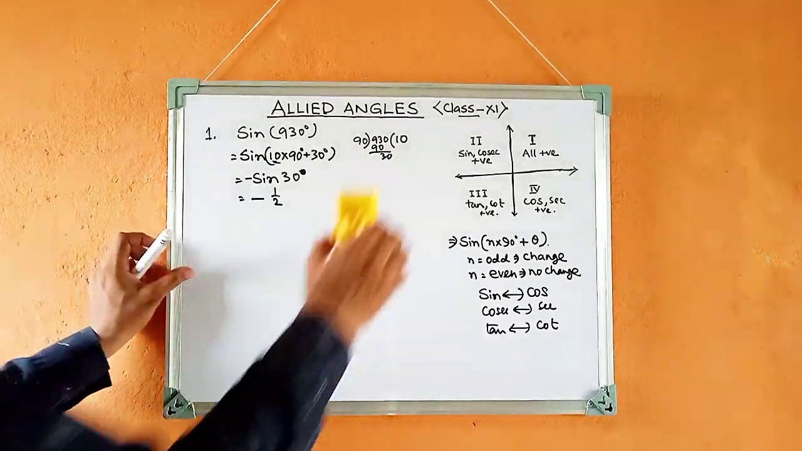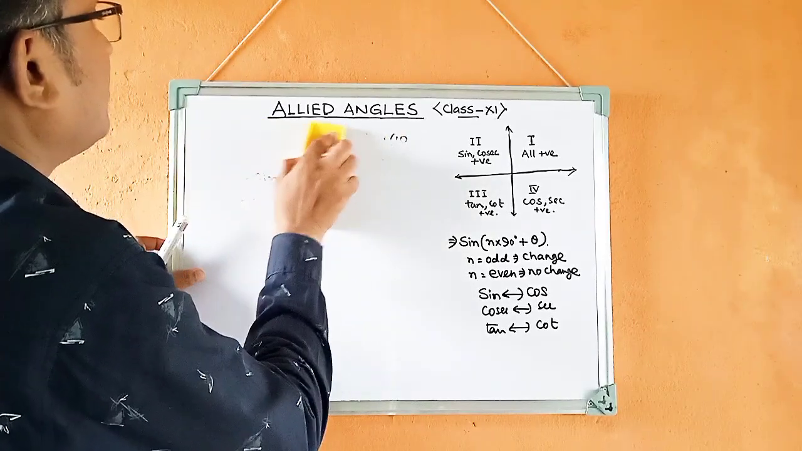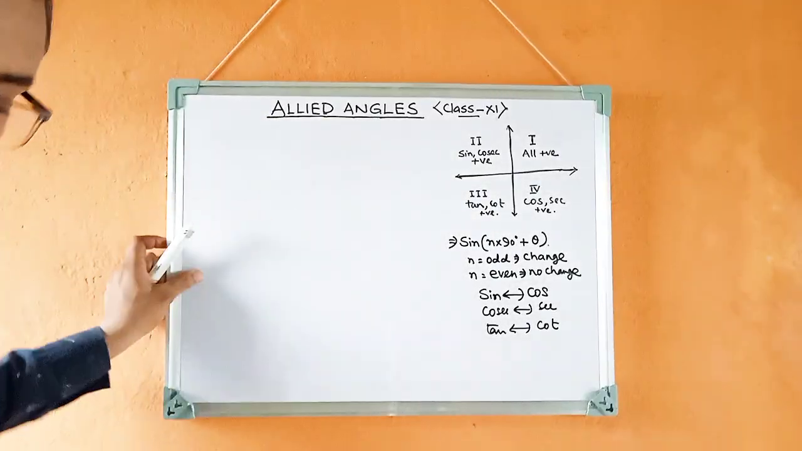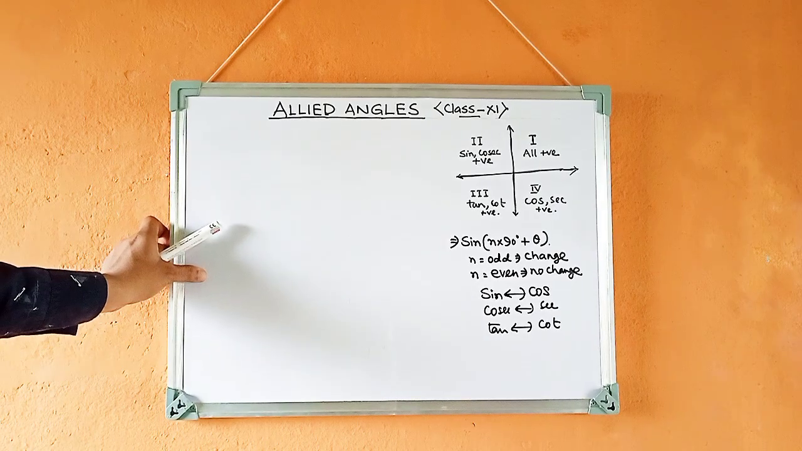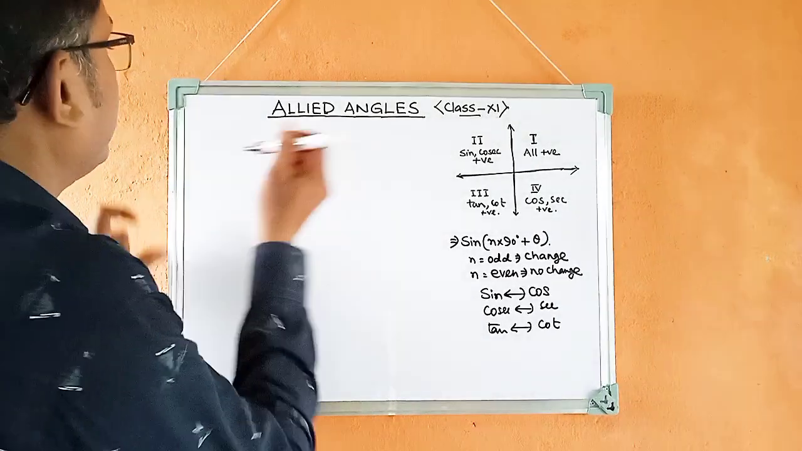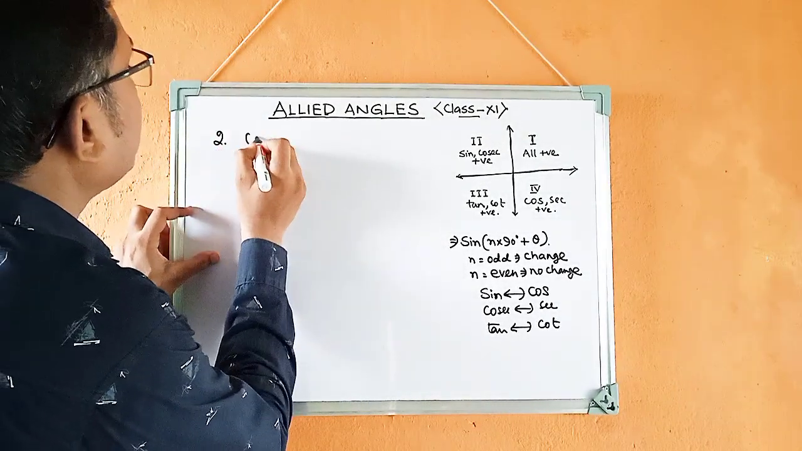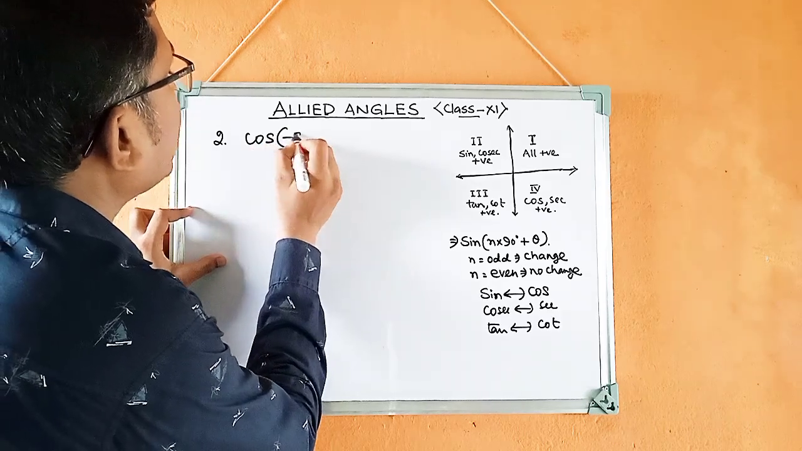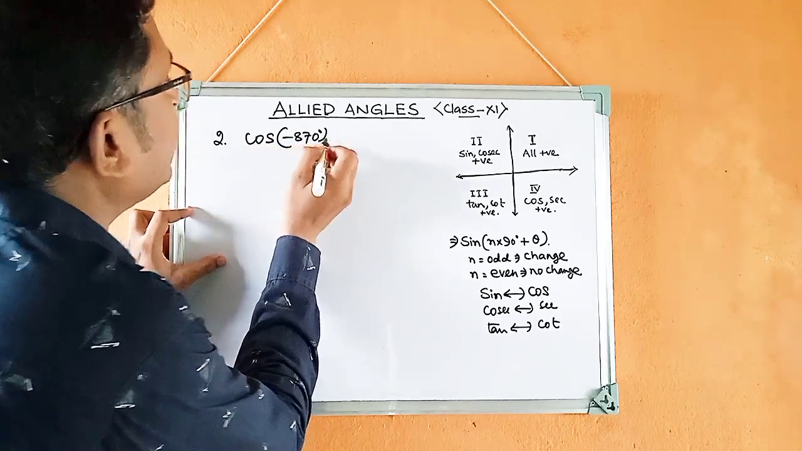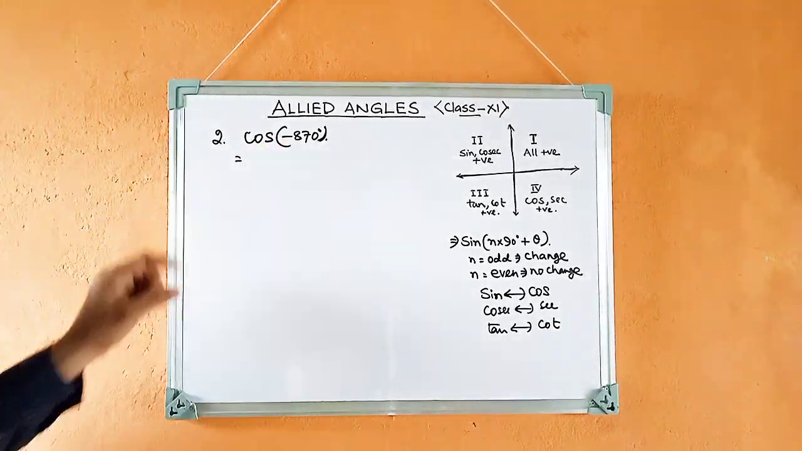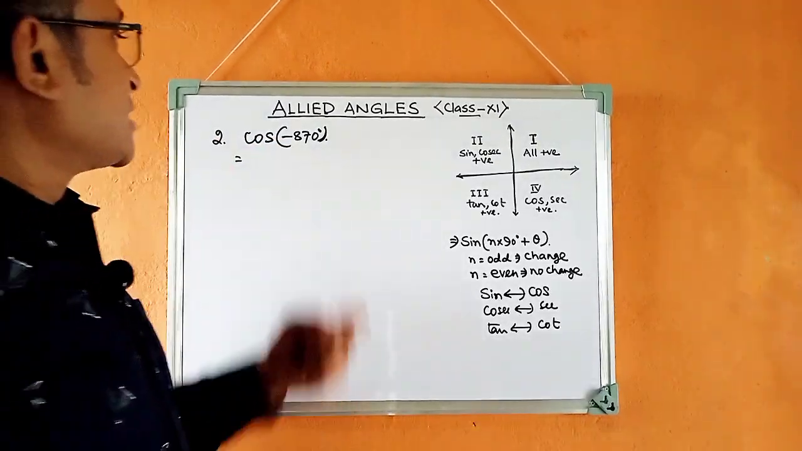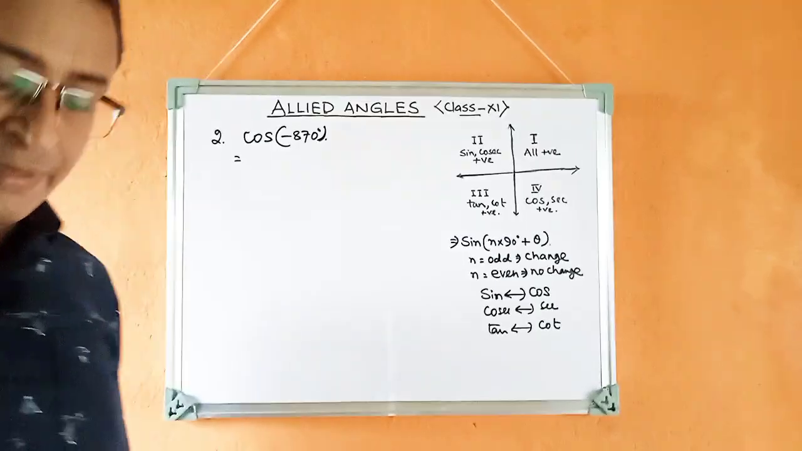Next example is example number 2. Find the value of cos minus 870 degree. Question number 2. Find the value of cos minus 870 degree. Now see how we will solve this problem. So look, minus 870 degree.